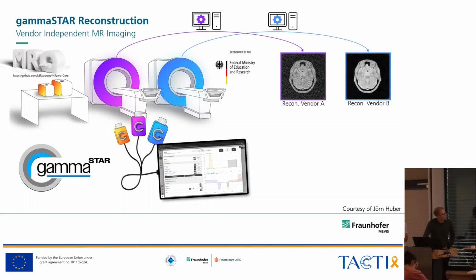And that means that, for example, even if you have the same MR sequence using gammaSTAR, which is applied on these two large full body systems, you have these two different reconstructions. So you get two different images. In actual cases, it's not that severe, but maybe they will differ a bit.